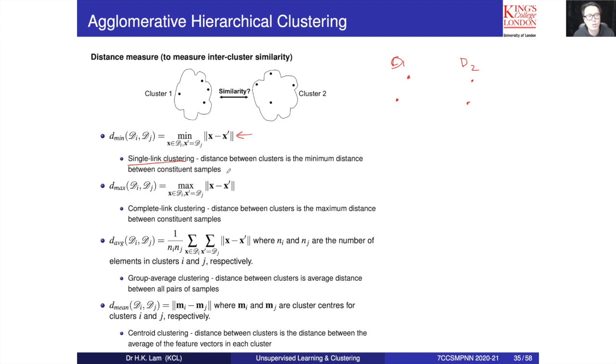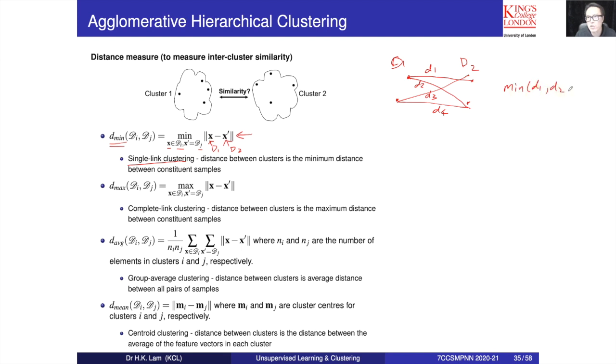For single link clustering, we are going to find the distance between x and x prime, where x is from cluster 1 and x prime is from cluster 2, and find the minimum distance. It means that we find the distance between all the sample pairs. Say we have d1, d2, d3, d4. Find the one with the minimum distance, and that is the D-min between Di and Dj.